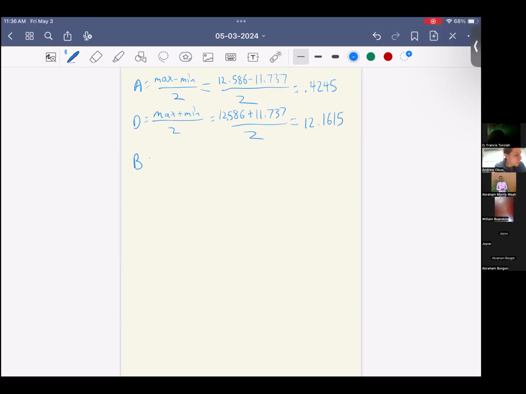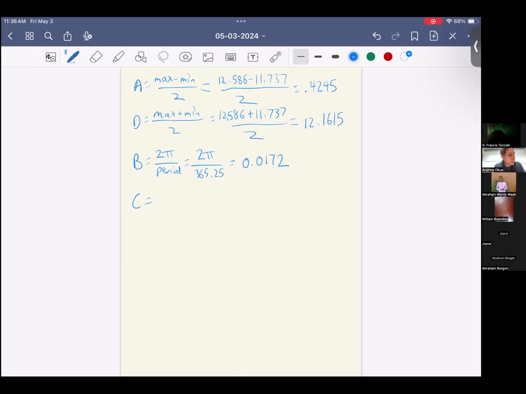Now, B, if you recall our formula, is equal to 2 pi divided by the period. And so that's 2 pi divided by 365.25. So I'll just do that. You just type it into a browser. It's going to know 2 pi divided by 365.25. That's going to be equal to 0.0172.